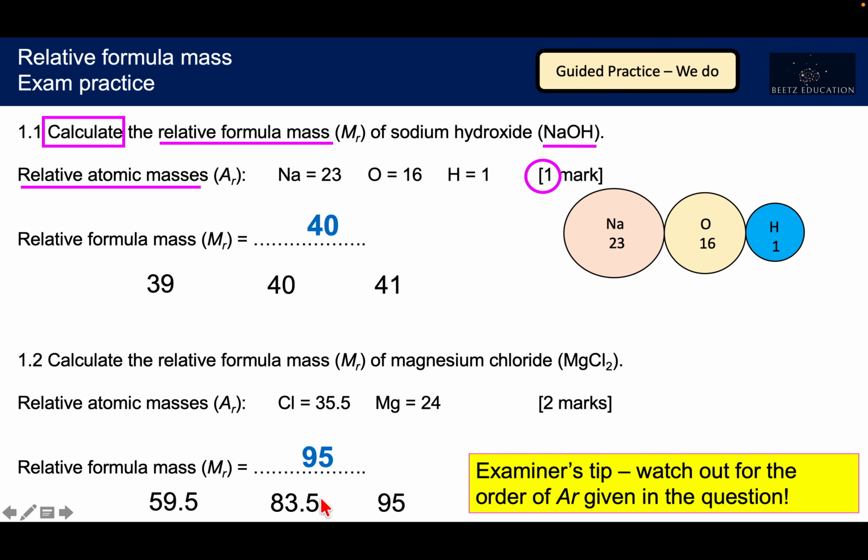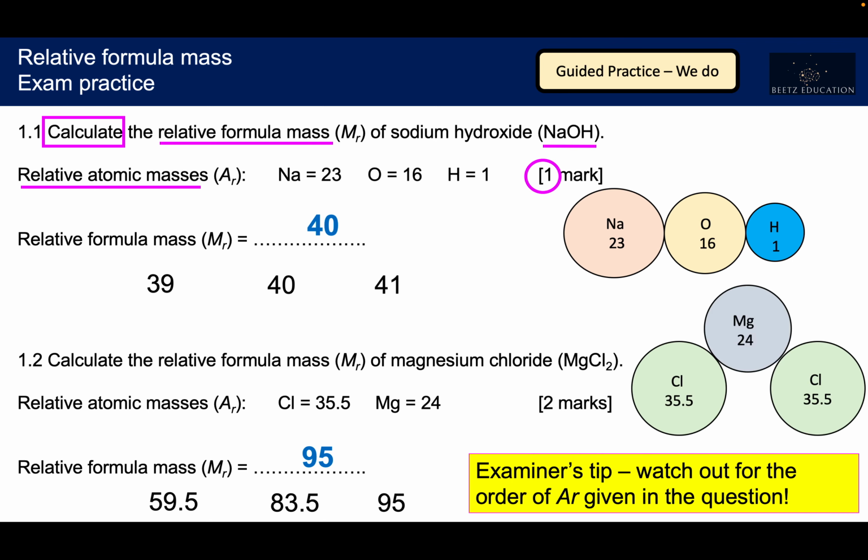Okay, some of you, if you did this very quickly without checking, may have gone for 83.5 by mistakenly multiplying the first number by 1 and the second number by 2, when in fact it's the magnesium that is represented first. So there is 1 atom of magnesium, so 1 times 24 added to 2 multiplied by 35.5, giving us a grand total of 95. There again, simple particle diagram.